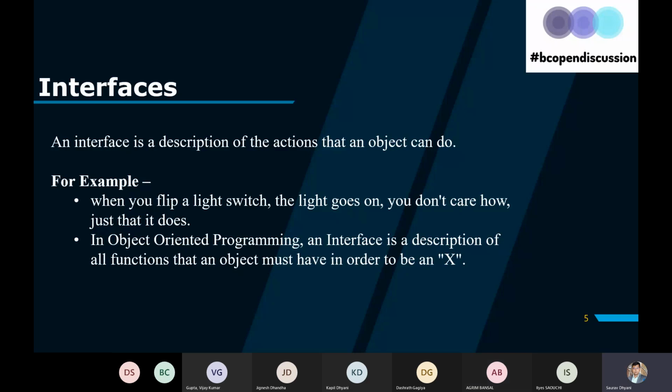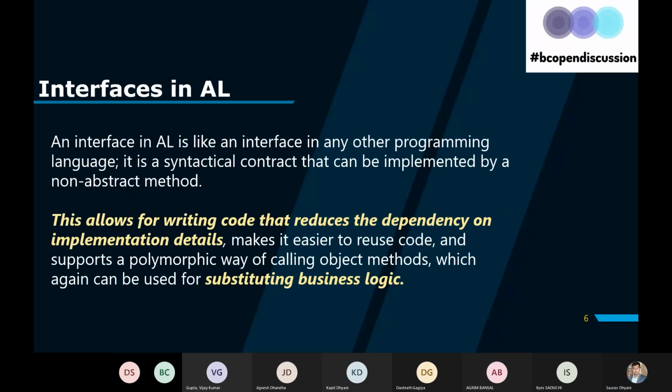Then I went forward and searched how Microsoft talks about interfaces. This is what the official Microsoft documentation says: an interface in AL is similar to an interface in any other object-oriented programming language. It is just a contract of what is possible with this interface, but it doesn't allow you to define any code in that interface. The implementation of those functions is independent of the interface, and is written separately.